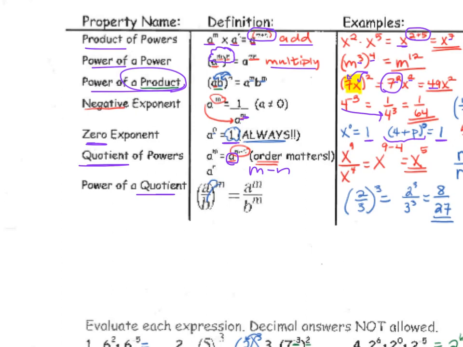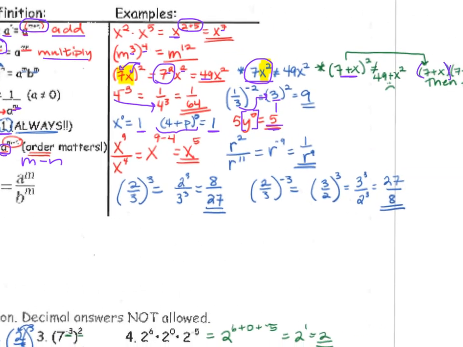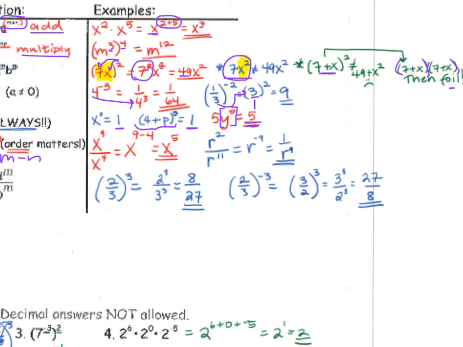So the examples that I gave on the right, x to the 9th divided by x to the 4th, you can condense that down to one base by subtracting, and it's always numerator minus denominator. Notice in the blue, the r's, if I do 2 minus 11, I actually got a negative exponent, r to the negative 9. I took the reciprocal of r, which put it down into the denominator, and made it 1 over r to the positive 9.